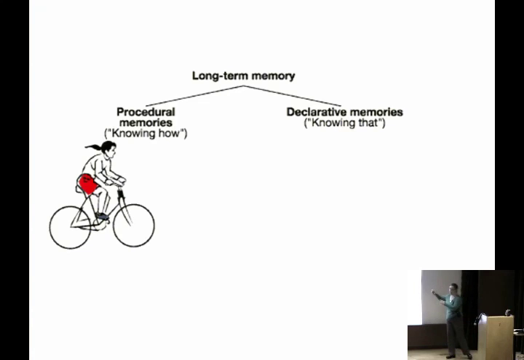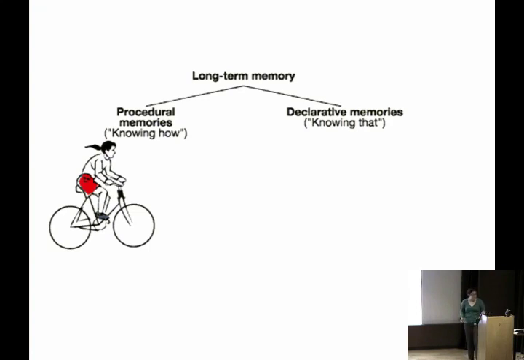Those are procedural memories, knowing how to do something. On the other side, we've got declarative memories, and that is the content of what we know, so knowing what, or knowing that X, Y, and Z. So we might be able to declare the things that we know. We can say the things that we know that are stored in our declarative memories. This is all part of long-term memory.